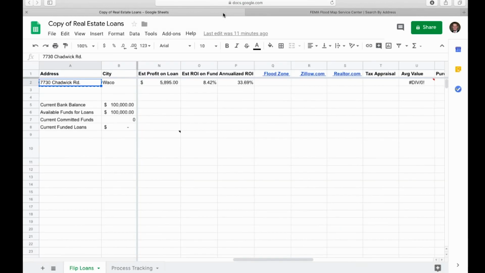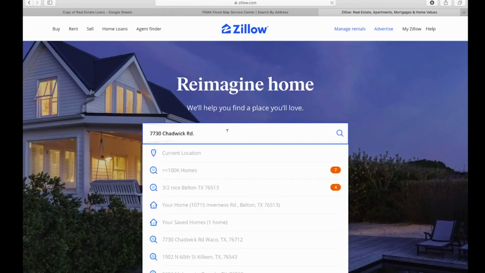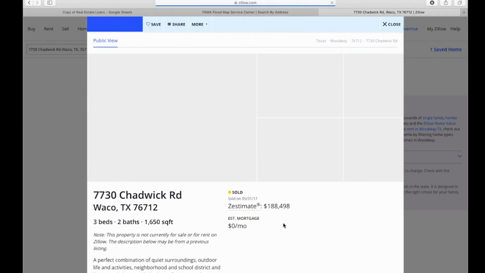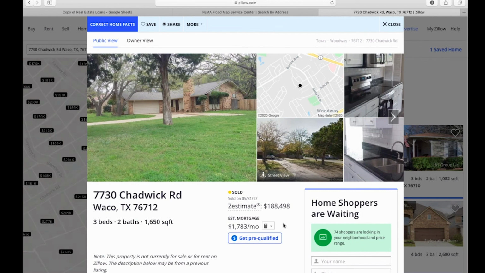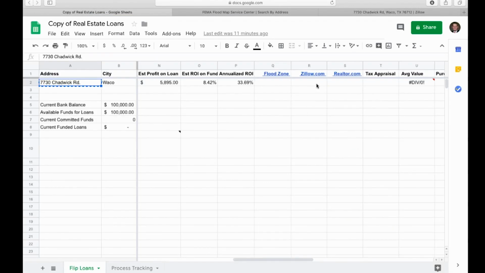Next thing I'm going to go to is Zillow.com. And I'm going to plug in my address again. And I want to see how much they think the property's worth. So they're saying the estimate of $188,498. Hey, that's pretty good. 3-bedroom, 2-bath, 1,600 square feet, $188,498. So I'll plug that in here. And it's not in the flood zone.